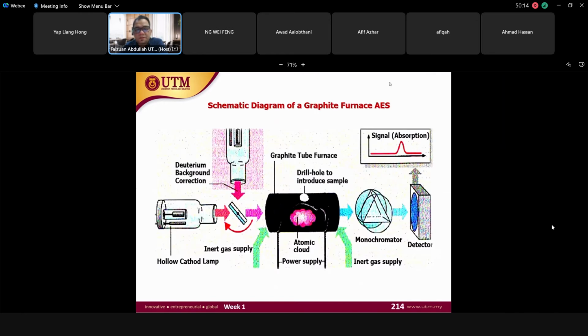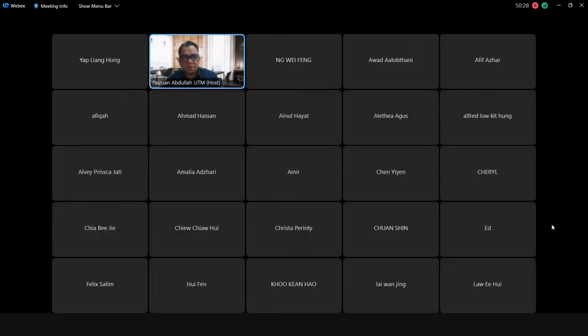This is a schematic diagram of how the graphite furnace looks. Okay, it's not AES. Sorry. Okay, this is AES. This is wrong. So you can also fix it in your notes. It's a little bit confusing. Okay, not AES, AAS, okay?